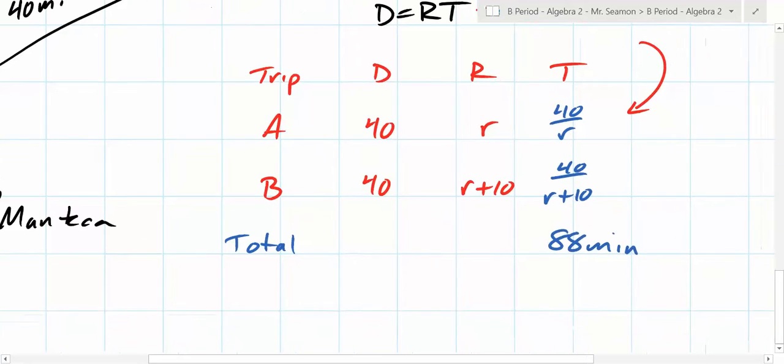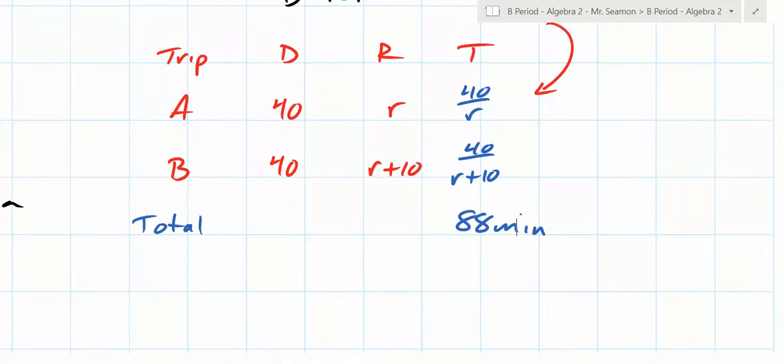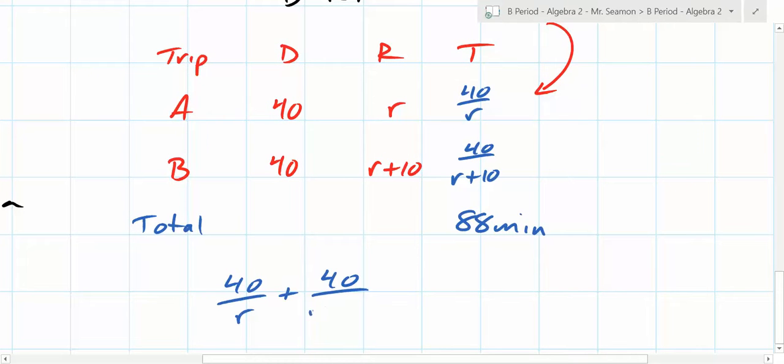So we can write an equation now. Can someone tell me what equation I can write right now? Jacob. 40 over R, plus 40 over R plus 10. Yes. Equals 88. This is about 95% correct, but it has a critical flaw. If you solve this, it will not get you the correct answer.